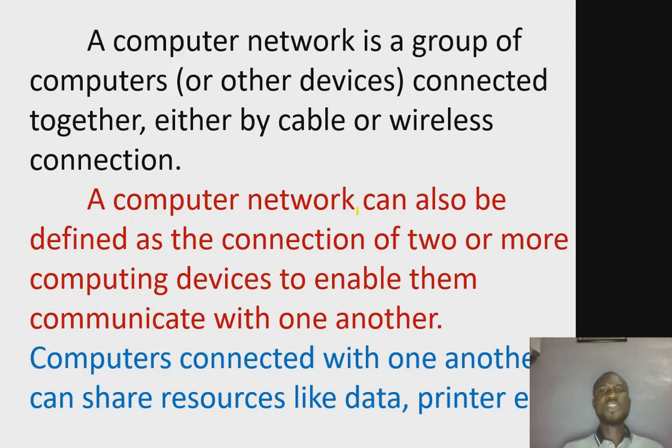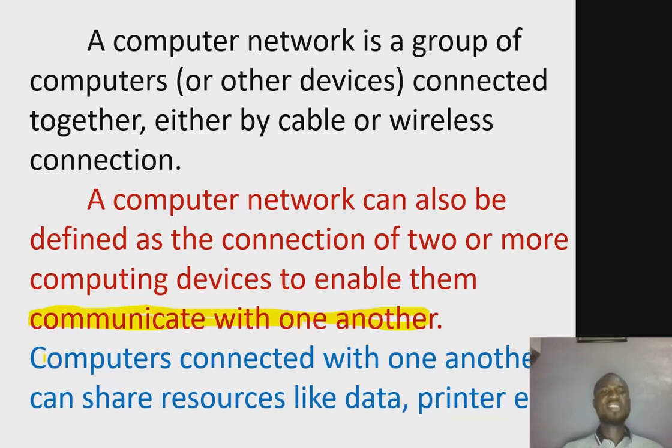I said a computer network can also be defined as the connection of two or more computing devices. When you connect two or more computers together so that they can communicate with one another, this is the key word here, communicate. You can see the word highlighted in yellow here. Communicate with one another. That is why they are connected.